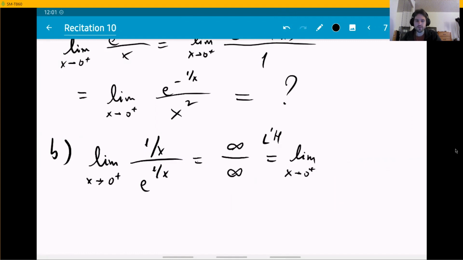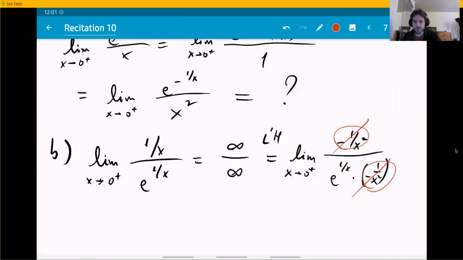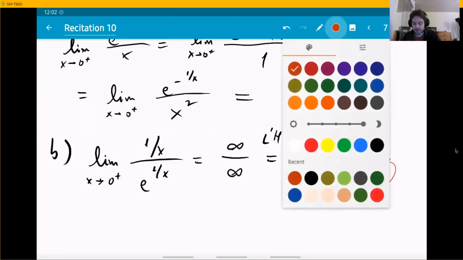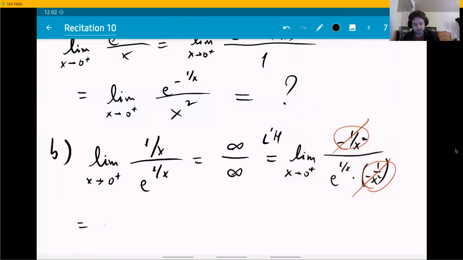So let's find the derivatives. Derivative of 1 over x is minus 1 over x squared. Derivative of the exponential is the exponential itself times minus 1 over x squared by chain rule. Okay, we can now cancel the minus 1 over x squared. Let those go away. It's the same thing in numerator and denominator. So you are just left with limit x goes to 0 plus 1 over e to the 1 over x.